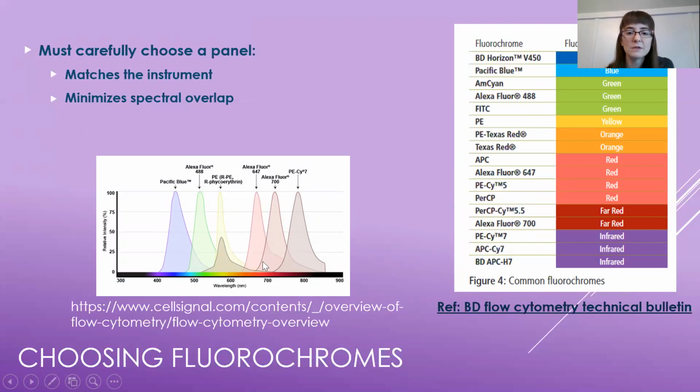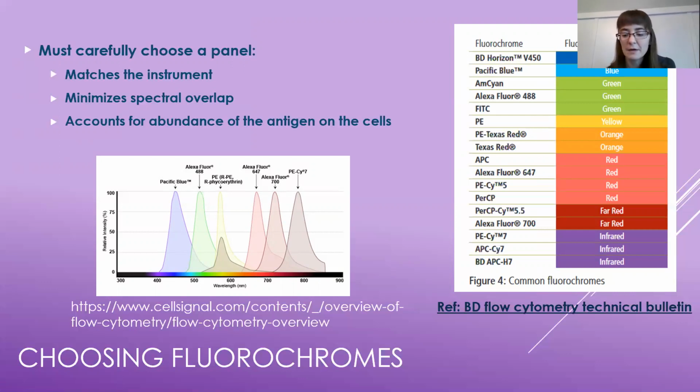And so you have to think carefully to minimize that overlap and try to choose fluorochromes that have minimal overlap in your filters. Finally, there's an even more subtle aspect of choosing fluorochromes, and that's to account for the fact that some of the antigens that you're going to be detecting on the surface of the cells might be present in high abundance on those cells, and others will be very rare.